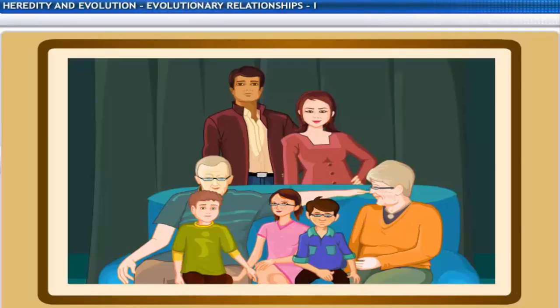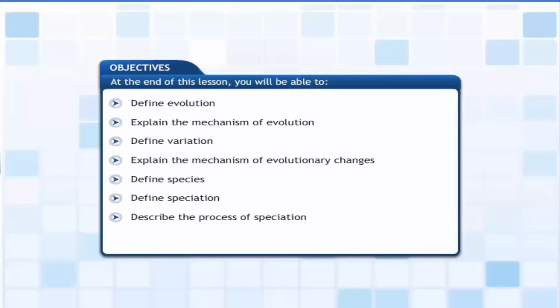So we can say that biological evolution is descent with modification. This lesson explains how species are formed and how they evolve over generations. At the end of this lesson, you will be able to define evolution, explain the mechanism of evolution, define variation, explain the mechanism of evolutionary changes, define species, define speciation, and describe the process of speciation.